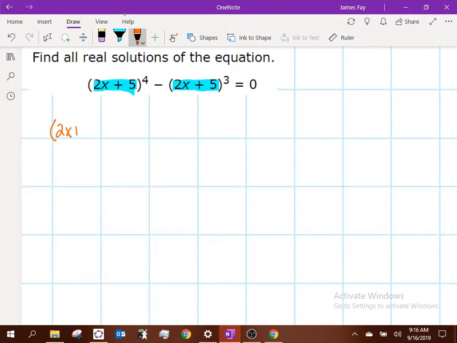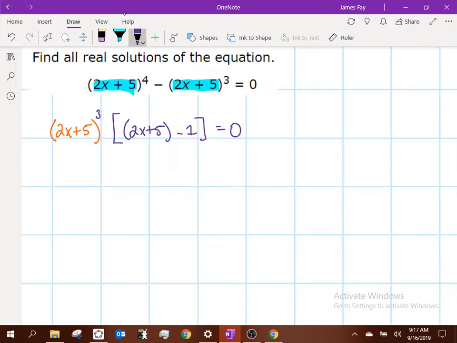If I take a 2x plus 5, now how many times is that object inside each of these? 3. Yeah, it's in there at least 3 times in each of them, right? So let's take a 2x plus 5 to the 3rd out. When I do that, if you factored 2x plus 5 out of this whole term 3 times, what would you be left with? You'd be left with 2x plus 5. If you factored it out 3 times out of this whole term, what would you be left with? -1. Good.